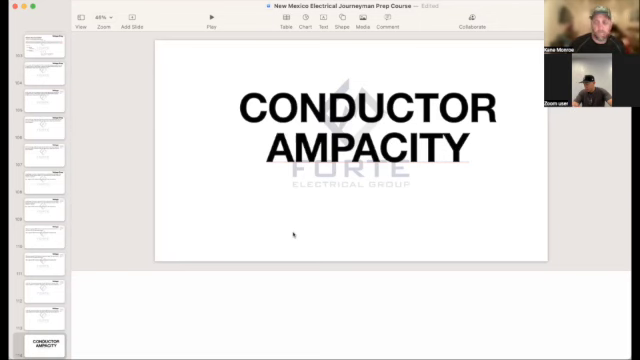So that's pretty much voltage drop. Can't get any trickier than that. That's all it was.